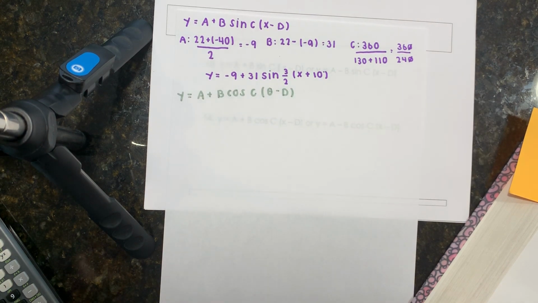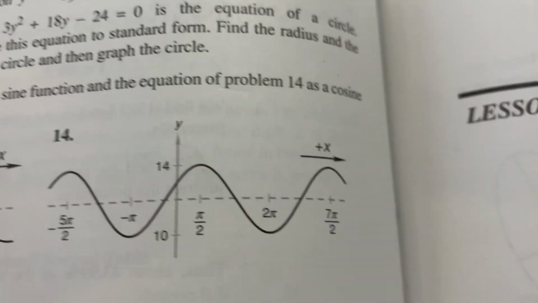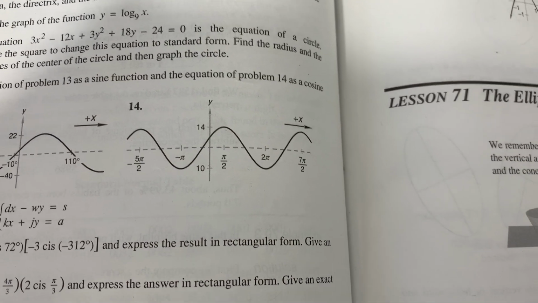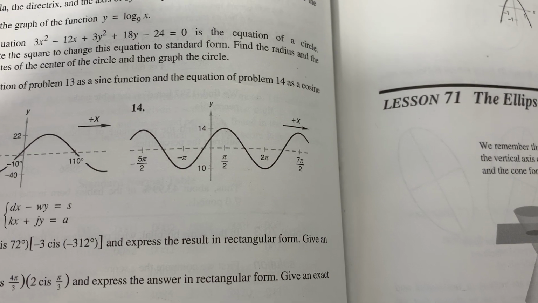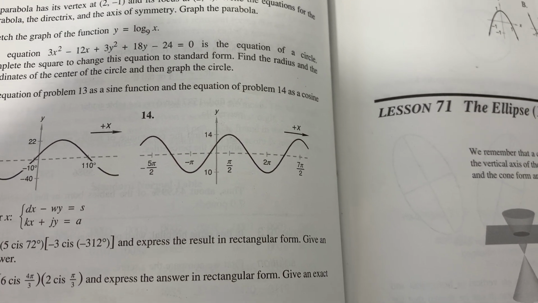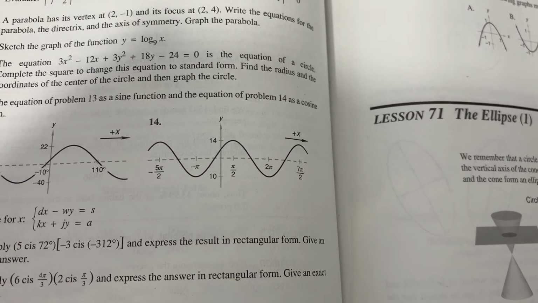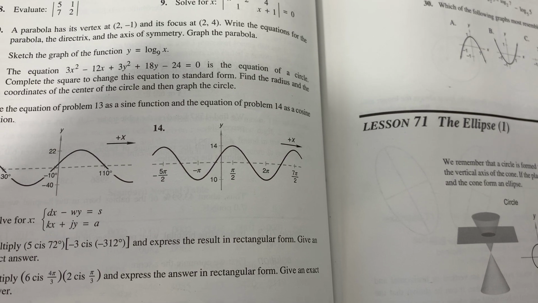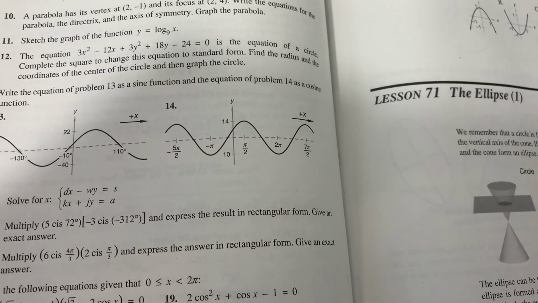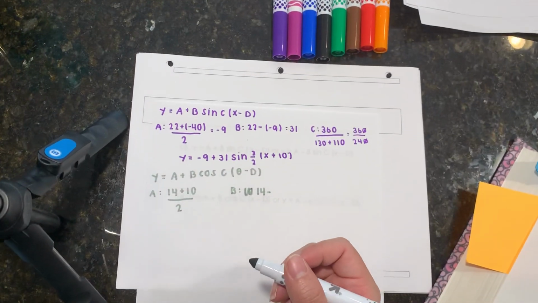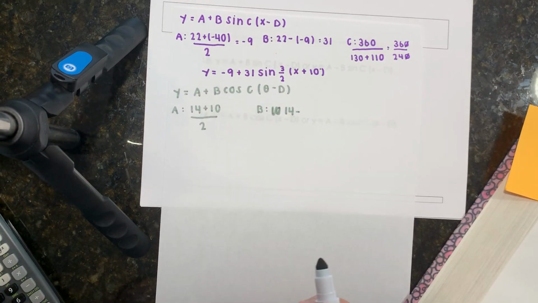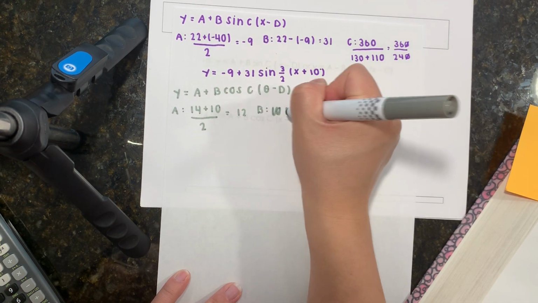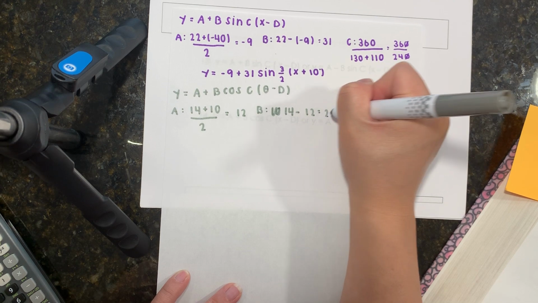Now again, my a is just going to be the top plus the bottom divided by 2. So it's just the midpoint between the top and the bottom value. So for a, that would be top, which is 14, plus bottom, which is positive 10. And then you're going to divide that by 2. And then b is always the top minus whatever you got for a. So in this case, we have 14 plus 10 would be 24 divided by 2 would be 12. So this would be 14 minus 12, which is 2.